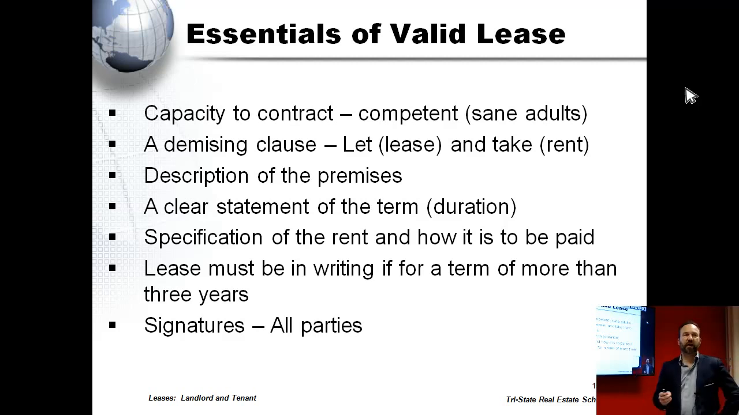All right, so moving on. Again, talking about the essentials of a valid lease. Number one, capacity to contract. They have to be competent. The demising clause, the description of the premises, and a clear statement of the term, meaning the duration. Just like our agreements of sale or listing agreements, we have to have a start and stop date and how much commission we're getting. Same thing here: a clear statement of the term, specifying the rent and how it's to be paid. It's got to be very specific, not wishy-washy. You're paying $1,200 a month for 12 months, beginning January 1st, ending December 31st. The total payments you'll be making is $24,000 over the period of that term.